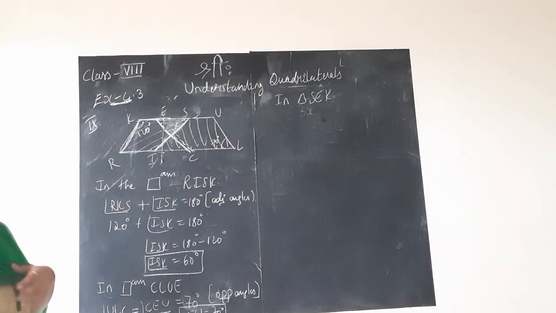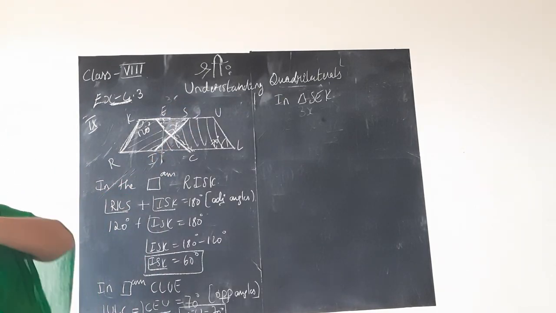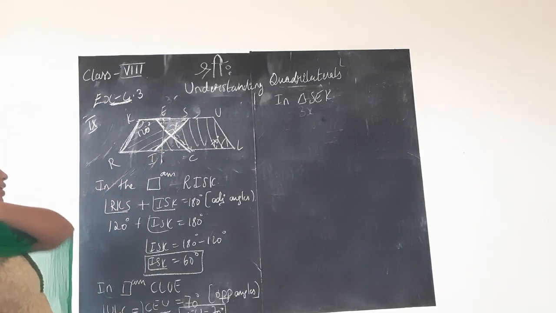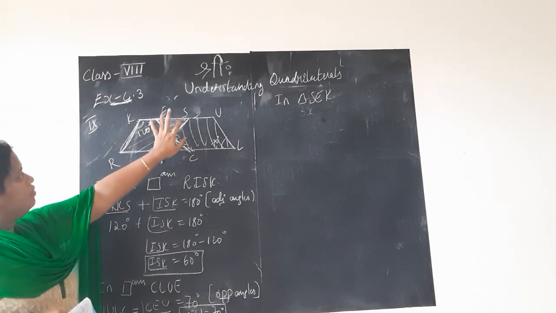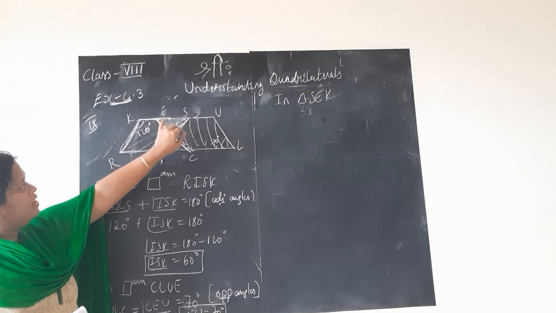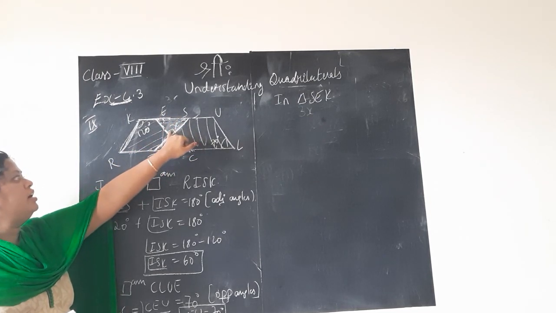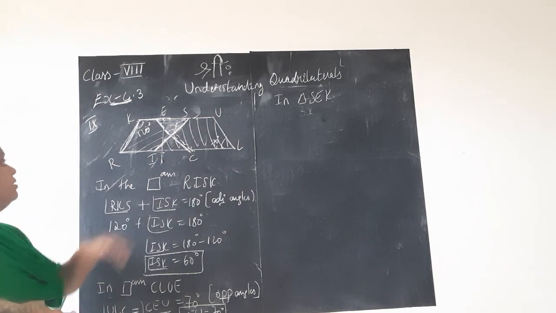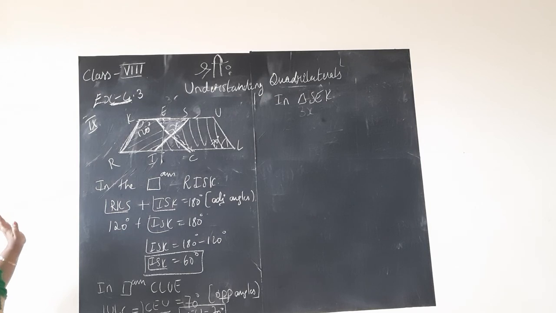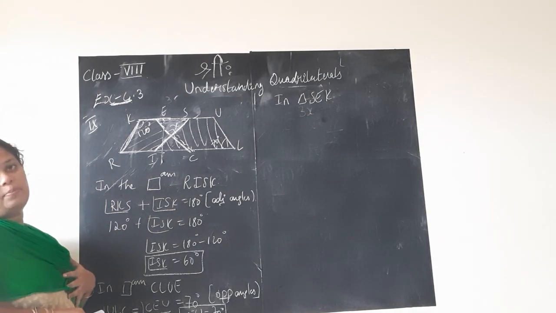CLUE, sorry, we will go in order. CLUE is the second parallelogram. Now, both the parallelograms are meeting at point X. So when they meet, children, you get one small triangle ESX. ESX is the small triangle and they are asking us to find what is angle X. So we shall consider both the parallelograms separately for that.